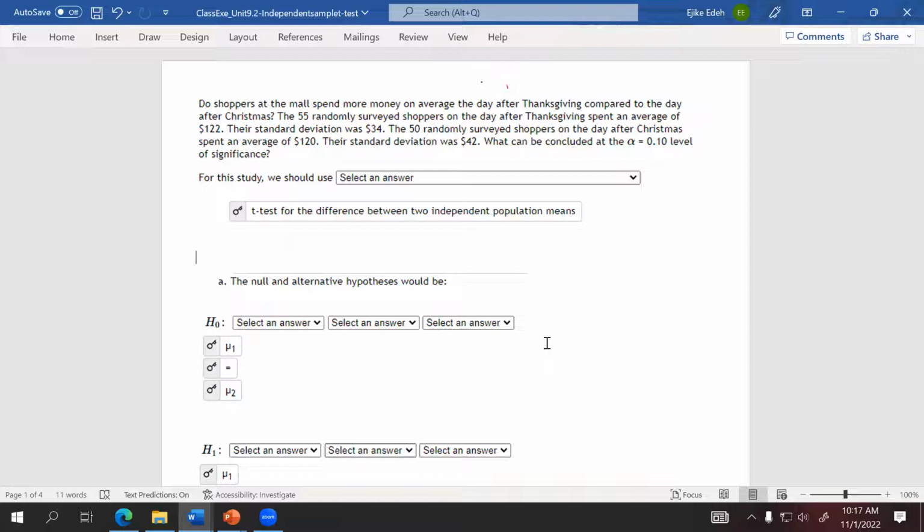What if I say that I have a set of people that shopped after Thanksgiving? I collected their data and I get the same set of people to go and shop after Christmas and also collect their data. Would that still be independent? You're saying you got the same shoppers for it? Yeah, for a day after Thanksgiving and a day after Christmas. Would the two still be independent of each other?